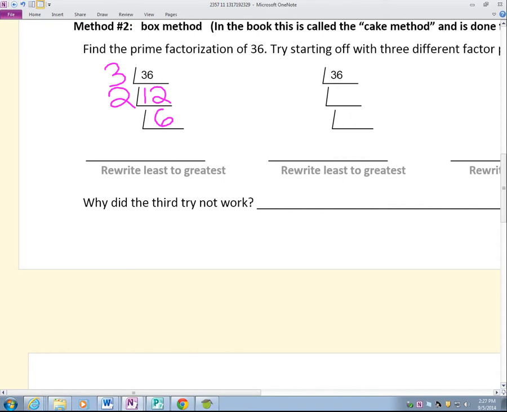What goes into 6 that's a prime number? 3. What else? What times 3 is 6? Yes, 2. Look, every single number outside of the box is a prime number. So we put them in order: 2, 2, 3, 3.